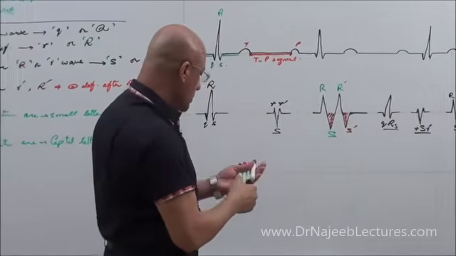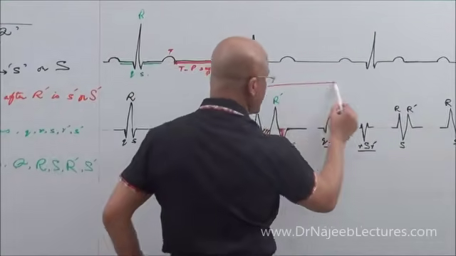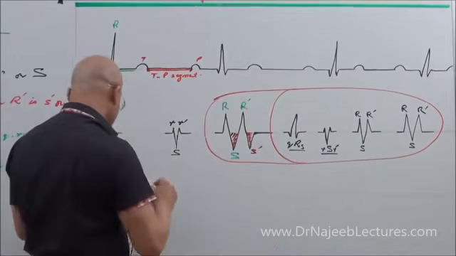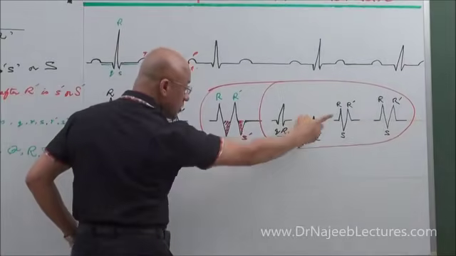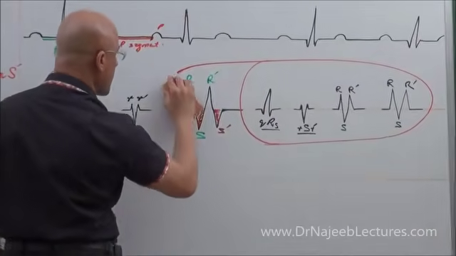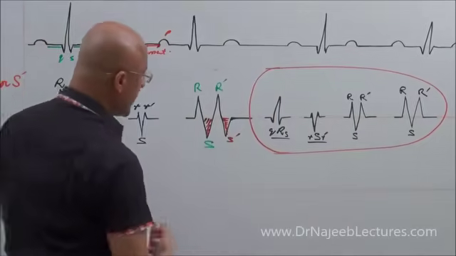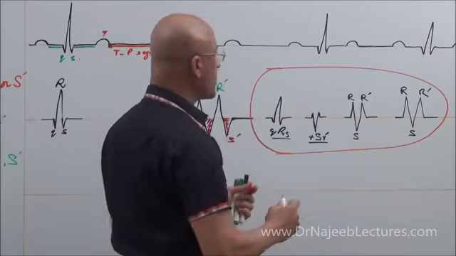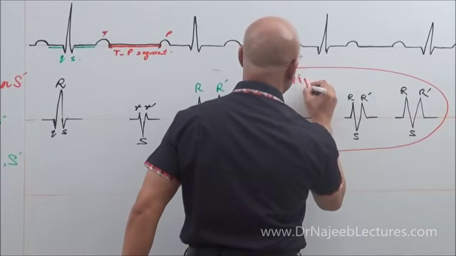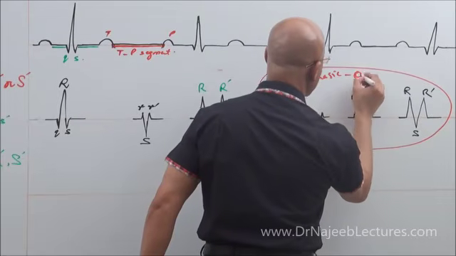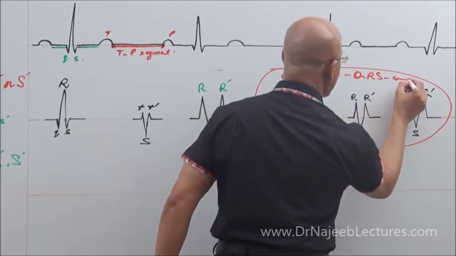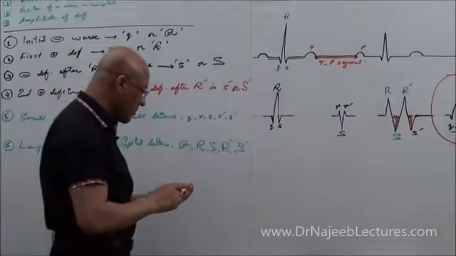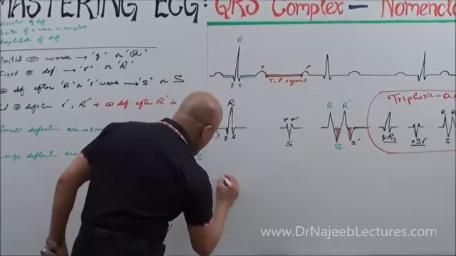Now, you can see all of these complexes. How many waves do they have? Three waves. All of these have three waves. So these complexes are called triphasic QRS complexes. So these are triphasic. Now we come to another situation, just for practical purposes.